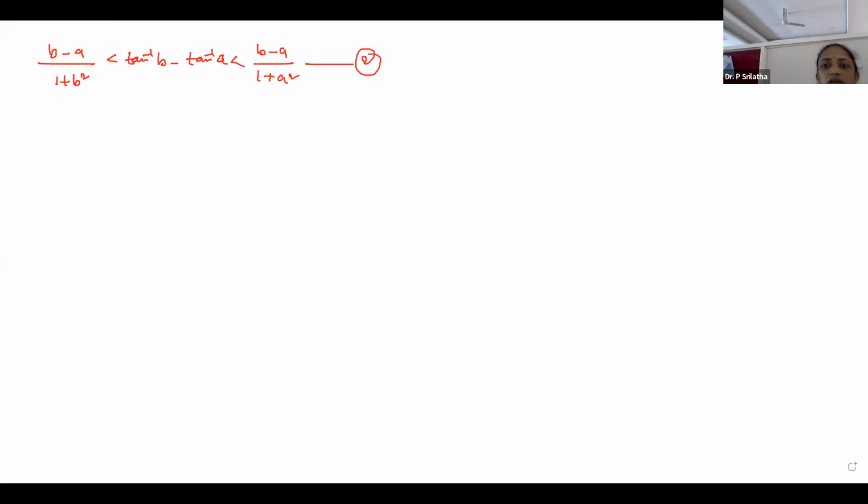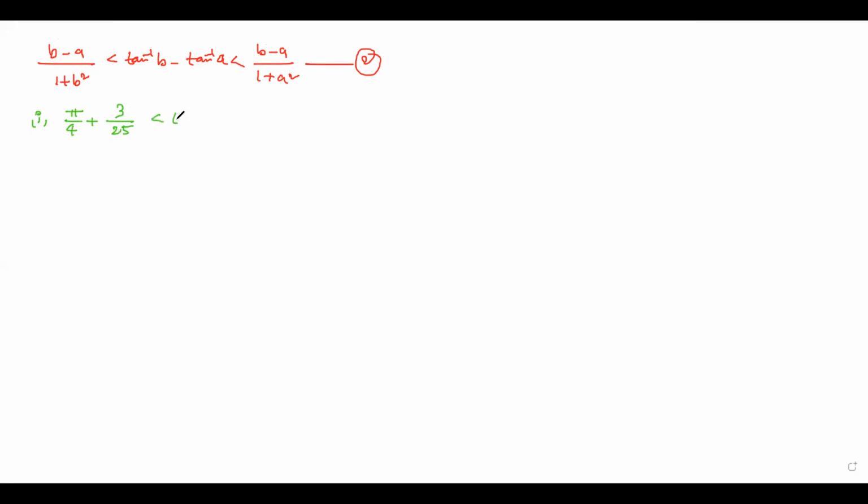Now tell me what is the deduction? First deduction: pi by 4 plus 3 by 25 is less than tan inverse 4 by 3 is less than pi by 4 plus 1 by 6.